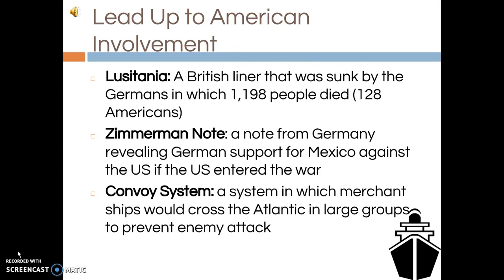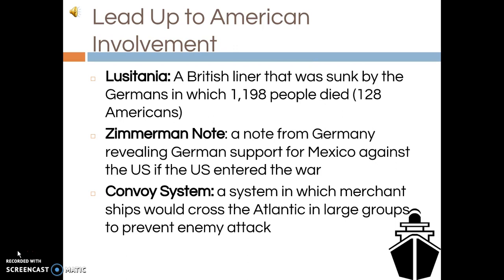The second big thing that textbooks cite as our reason for getting involved in the war is the Zimmerman note. That was a telegram from the German ambassador to Mexico, and it was the idea that the Germans were trying to form a sort of secret alliance with the Mexicans: if we were to enter the war, Mexico would start fighting against us and Germany would support them.